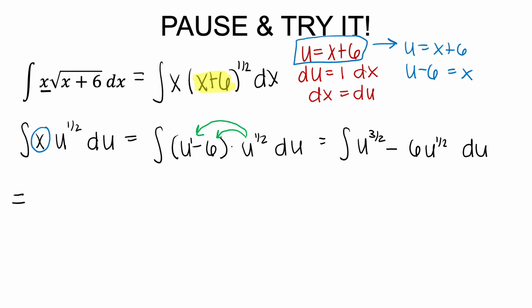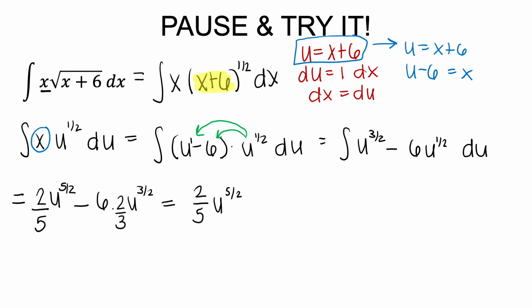So integrating u to the 3/2 gives me u to the 1 higher power, so u to the 5/2 divided by 5/2, or multiplied by 2/5. I'm going to subtract, keeping my 6 on the outside. When I take the antiderivative of u to the 1/2, I get u to the 1 higher power, which would be 3/2, and then divide by 3/2 or multiply by 2/3. I'm going to simplify this to be 2/5 u to the 5/2 minus 6 over 3 is just 2, times 2 gives me 4 u to the 3/2.